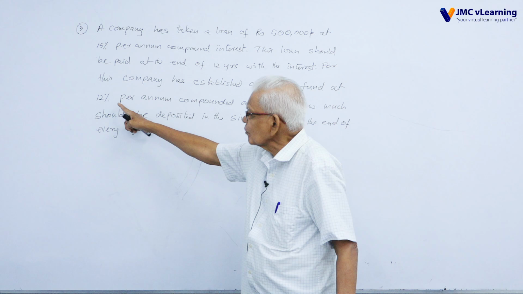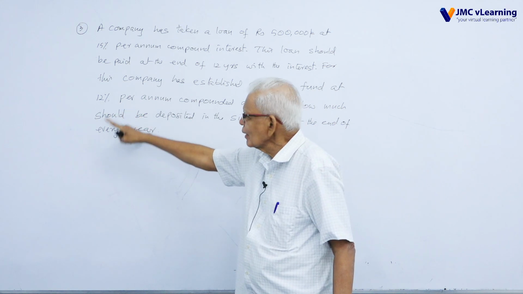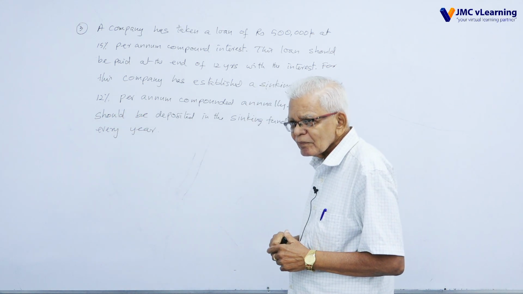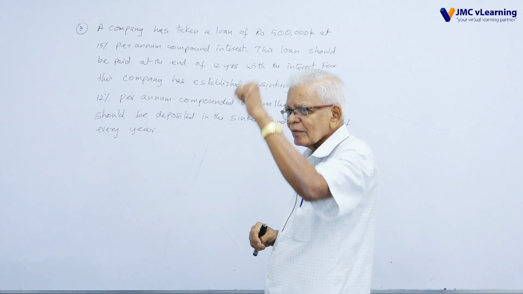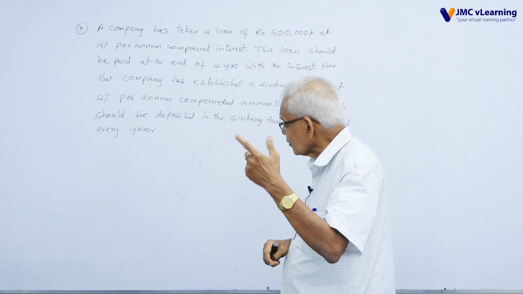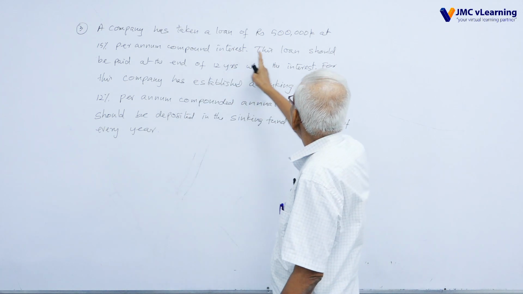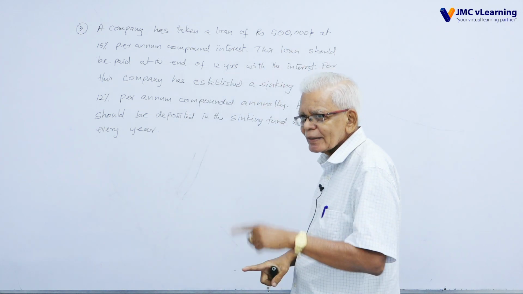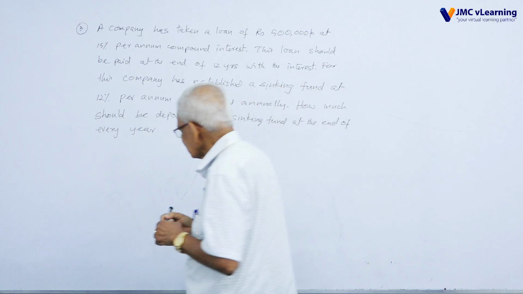So here 12%, right? Then there is a question. First of all, here the future commitment is not given. We have to find out that one. How much you have to pay at the end of 12 years to settle this loan. So that is compound interest. Now you listen to this one.